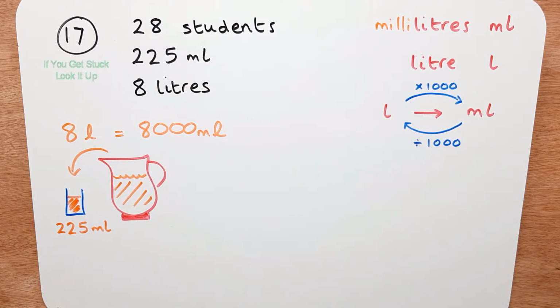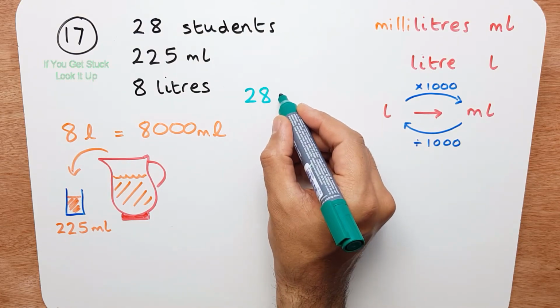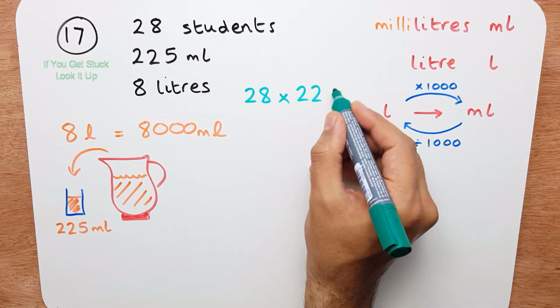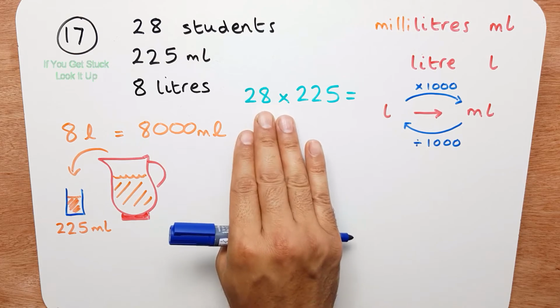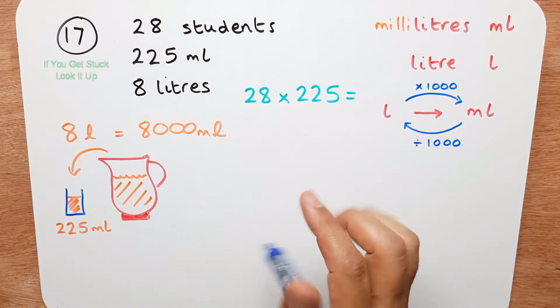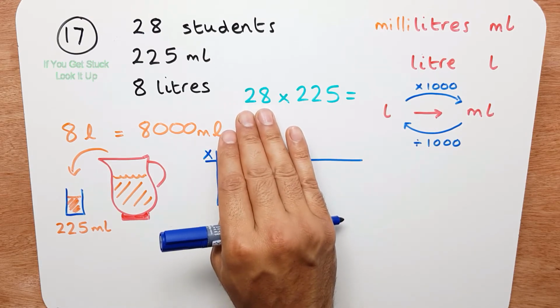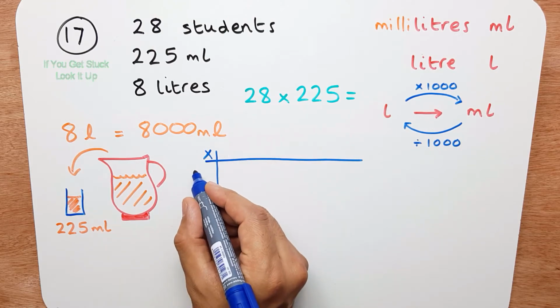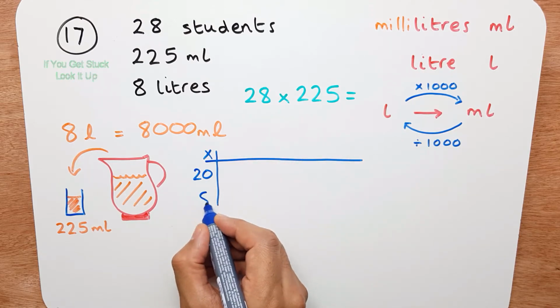Now, how much orange juice do the students drink? So the calculation we need is 28 students times 225 milliliters. And that's what we want. So what we'll do this using the grid method. So I'm going to partition or split 28 up into 2 tens, which is 20, and 8 ones or 8 units, which is 8.